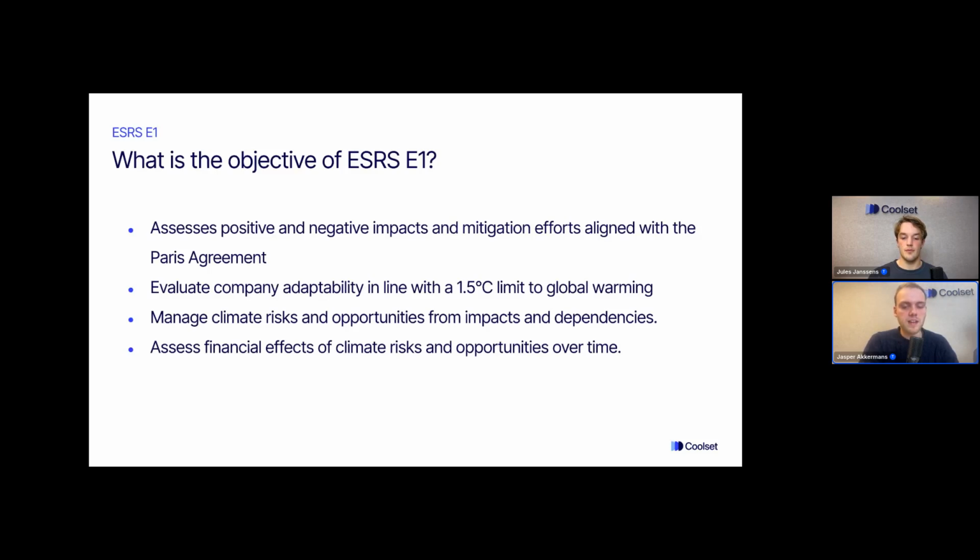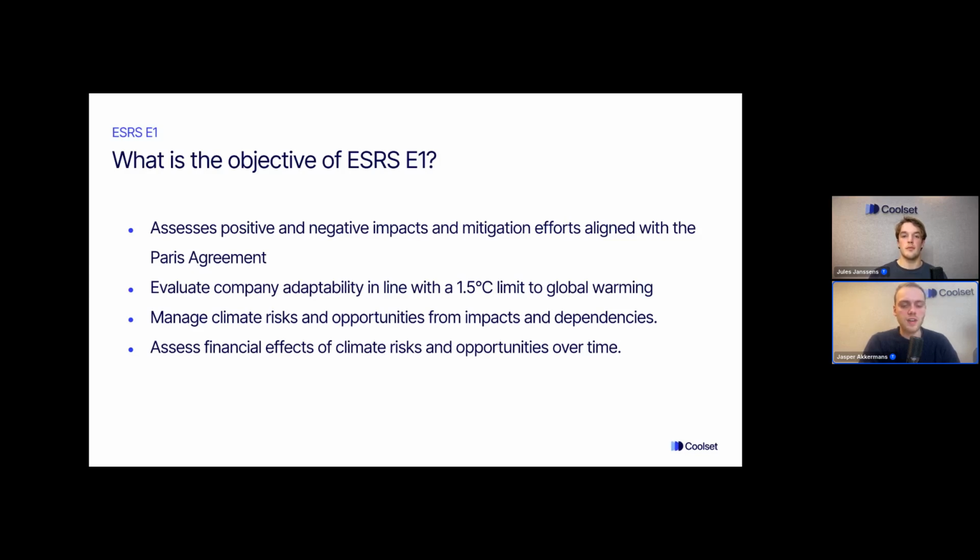The second part here is that the mitigation efforts should be aligned with the Paris Agreement. That brings me to the second point, because what does it exactly mean? It means you need to evaluate your company's adaptability in line with a 1.5 degrees Celsius limit to global warming. And the 1.5 degrees, that's set by the people in Paris back in, I believe, 2015, when the Paris Agreement was signed by almost all signatories attending. And that means that we have a really valuable policy document that countries have to abide by, and thus also the companies that work in those countries.